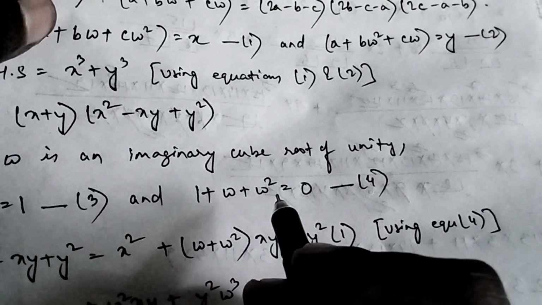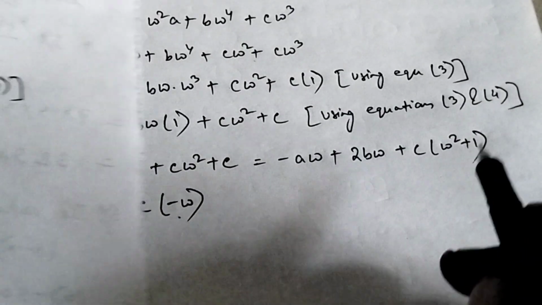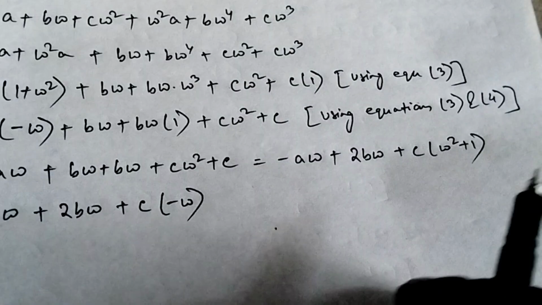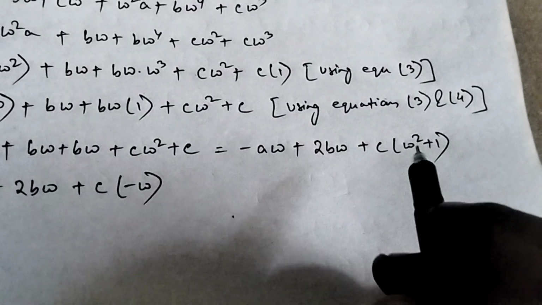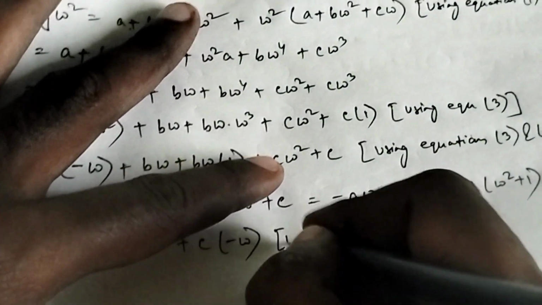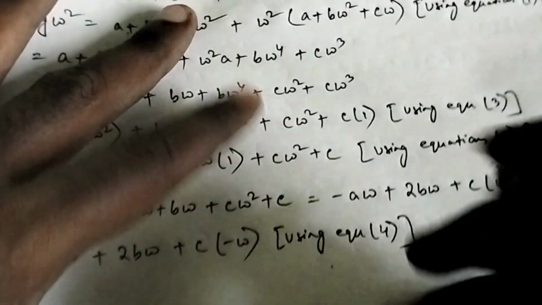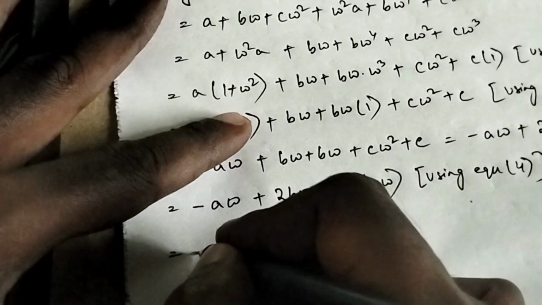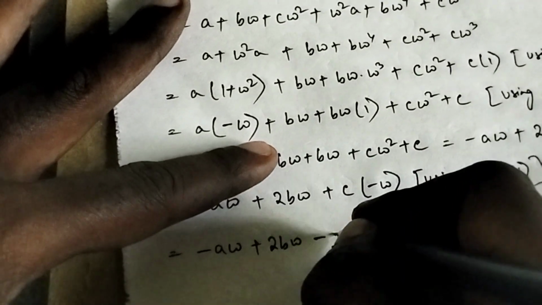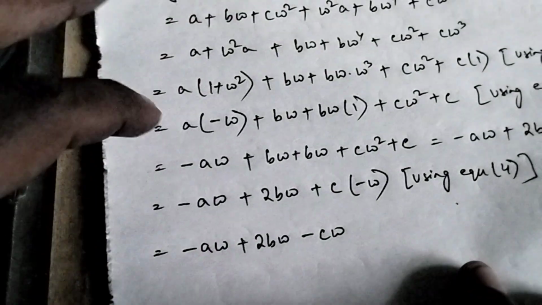1 plus omega square is equal to 0. So omega square plus 1 is equal to minus omega. So here it was omega square plus 1, and omega square plus 1 means minus omega, using equation 4 again. So it is minus a omega plus 2b omega minus c omega.